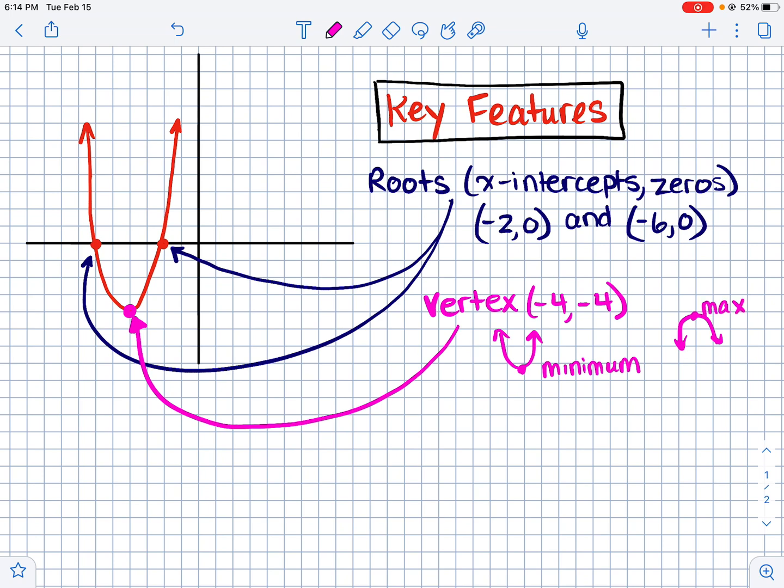So roots and vertex, I would say number 2 key features. They're really important. Another important feature is that all parabolas are symmetrical. So I could draw a dotted line down the very middle of my parabola here. And I call this line the axis of symmetry. And it's occurring at x equals 2. Ooh, notice it's the same x value as my vertex. Not a coincidence. So the vertex runs right down the middle of your parabola.